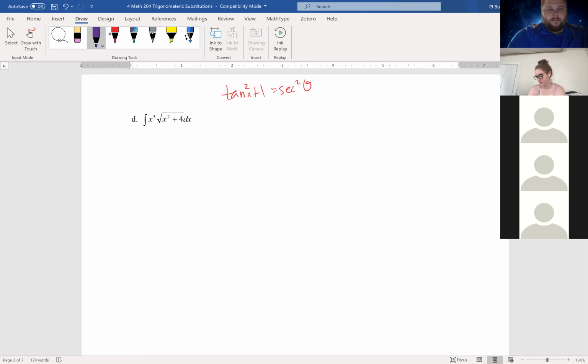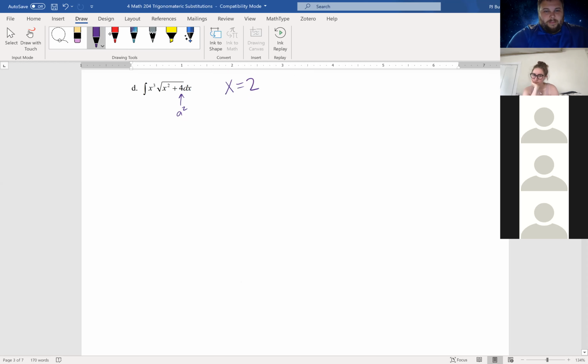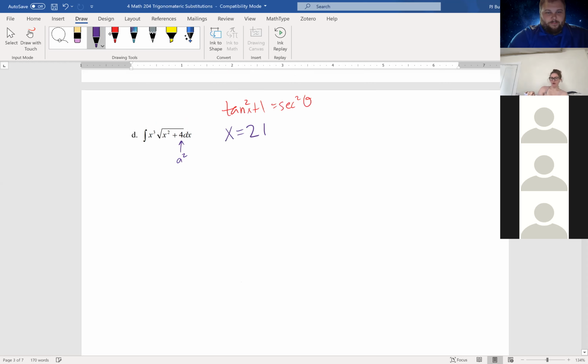And so we've got here, we want to let x equal, if a squared is 4, then a has to be 2. And we're going to let it equal tangent. And again, if you don't know where I'm coming at with this, you have that chart at the beginning of the guided notes to help you choose.